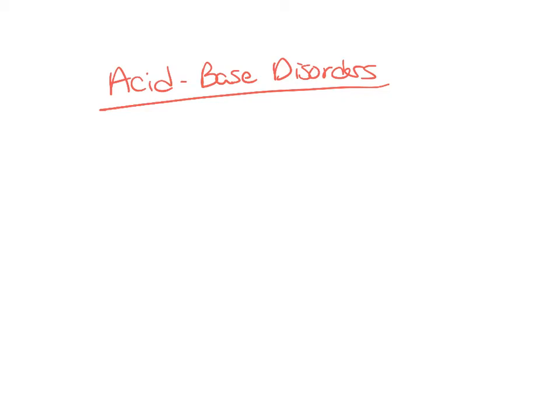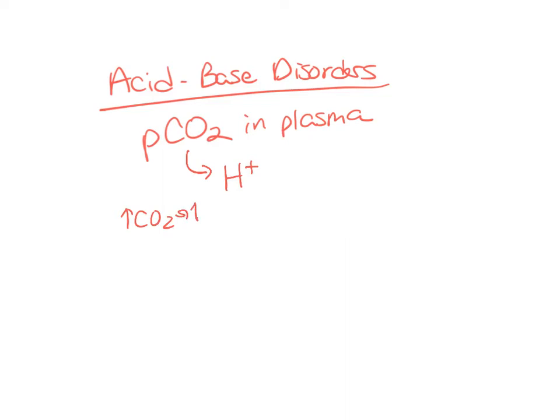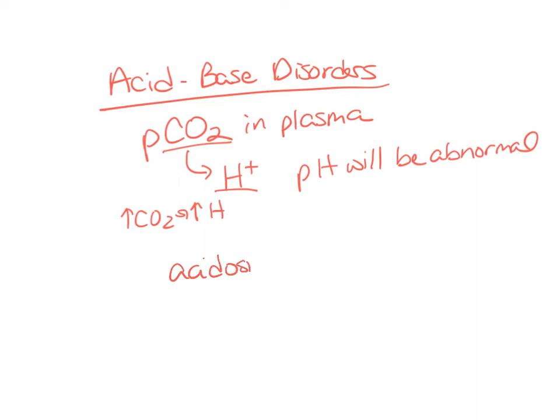So now we're going to look at acid-base disorders. An acid-base disorder is a pathological change in the partial pressure of carbon dioxide in the blood or in the plasma. And because CO2 levels correspond to levels of hydrogen in the blood, remember, if you have increased CO2, that means you have increased hydrogen because of the equation. That means that if you have abnormal CO2 levels, you're going to have an abnormal level of hydrogen ions, which means the pH will be abnormal. An acidosis means that the pH is low, and an alkalosis means that the pH is high.